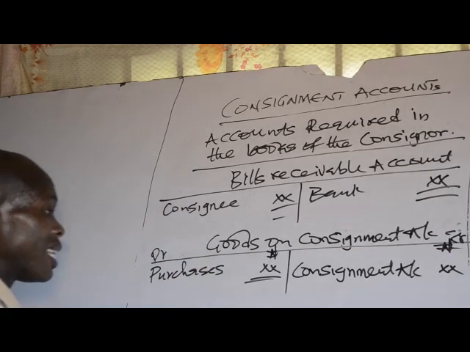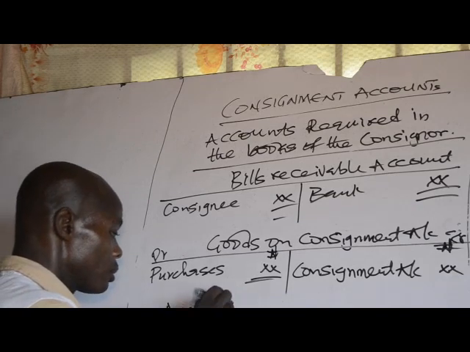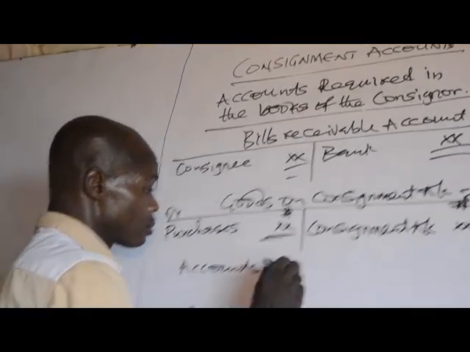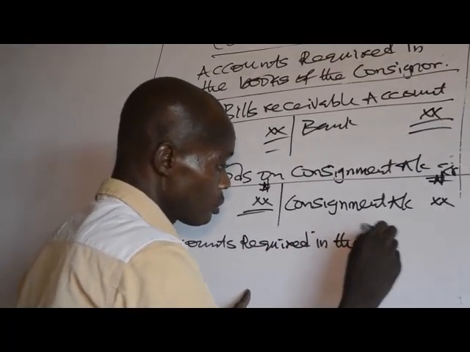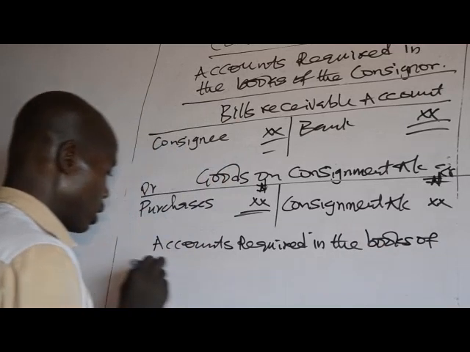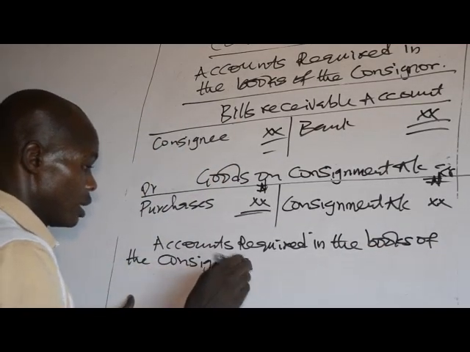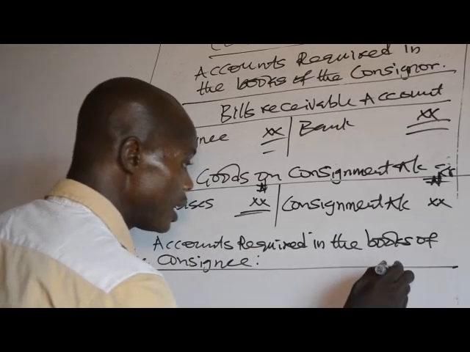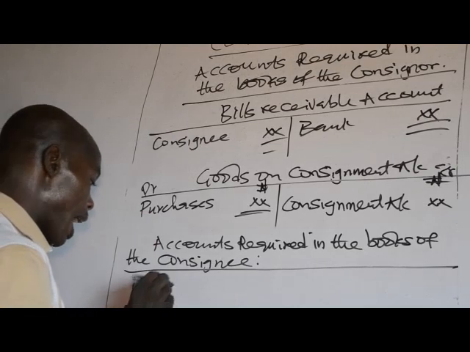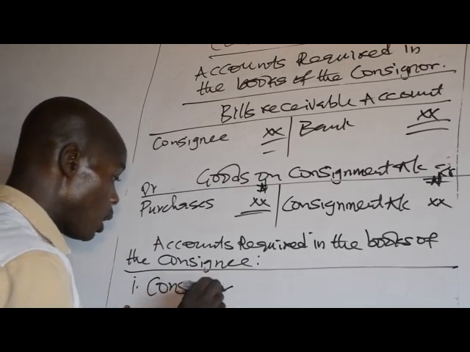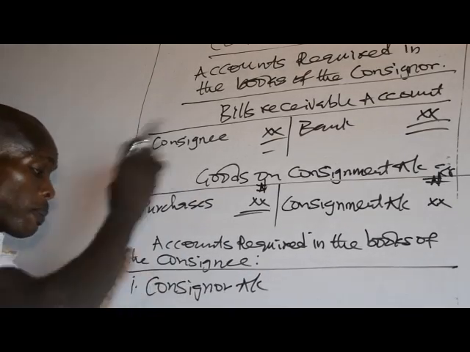In addition to this, you may be asked to prepare the necessary accounts required in the books of the consignee. These are the accounts you will need to prepare in the books of the consignee. Number one, consignor account. That is the account of the principal. It is the agent that will prepare that.